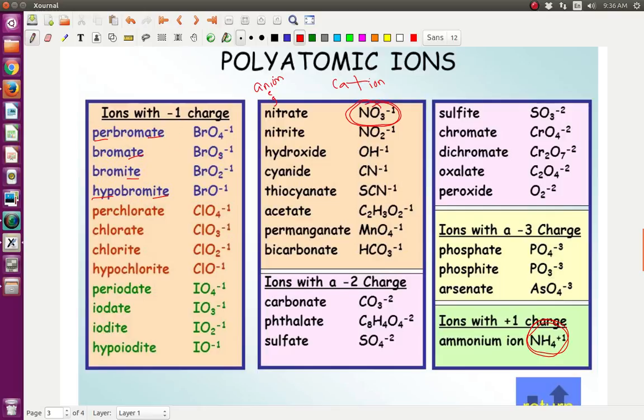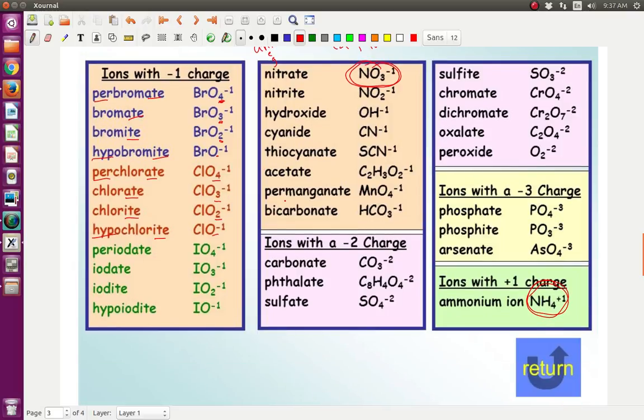Oxyanions, there's a different number of oxygens in them. So the per-ates have the most. Notice it has 4, then -ate has 3, -ite has 2, and hypo-ite has 1. Now that's not always going to be true, but in most of them it is. So look at perchlorate, 4, chlorate, 3, chlorite, 2, hypochlorite, 1. So per-ate, -ate, -ite, hypo-ite. These are just some of the polyatomic ions, and you use them in naming too, as well as naming the acids.